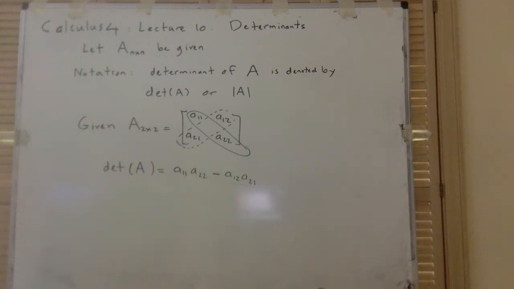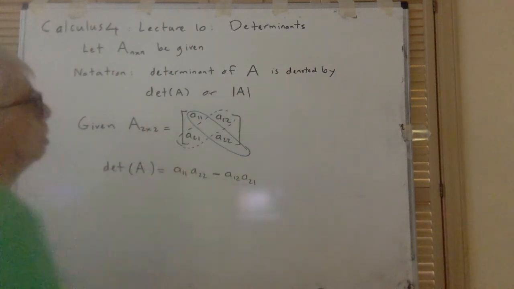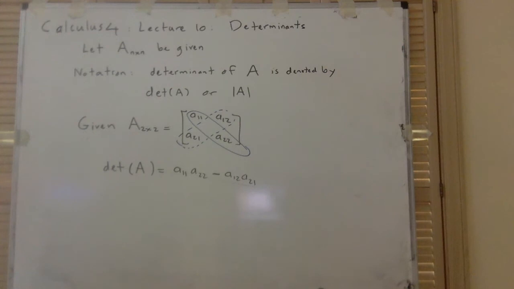First, notation. Determinants are defined for square matrices. If A is n by n, square, we denote the determinant of A like this, either det A or with absolute value bars. Both of them are used.